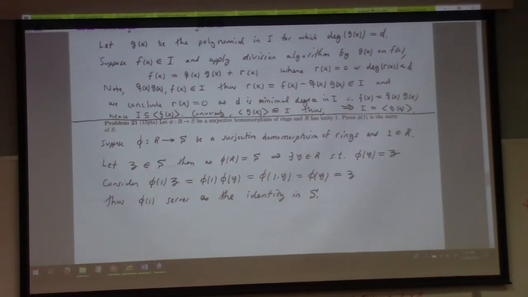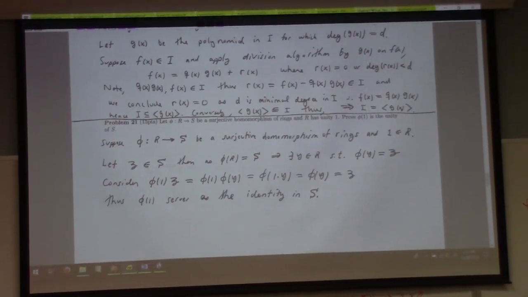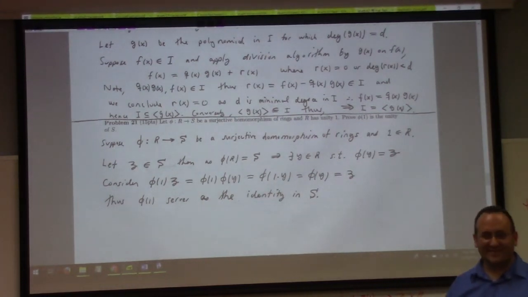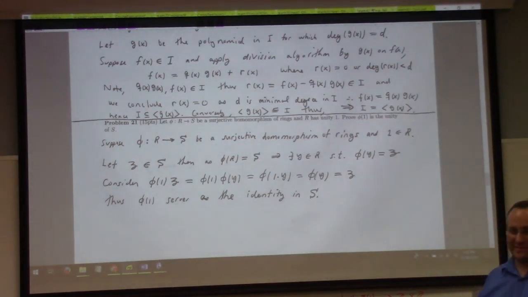Surjective homomorphism of rings sends unity to unity. Prove that phi of 1 is the unity of S. This is an interesting problem, right? Because it seems like it's a tautology given your set of definitions. But the intended way this problem is to be read is, suppose it's a surjective homomorphism of rngs, right?